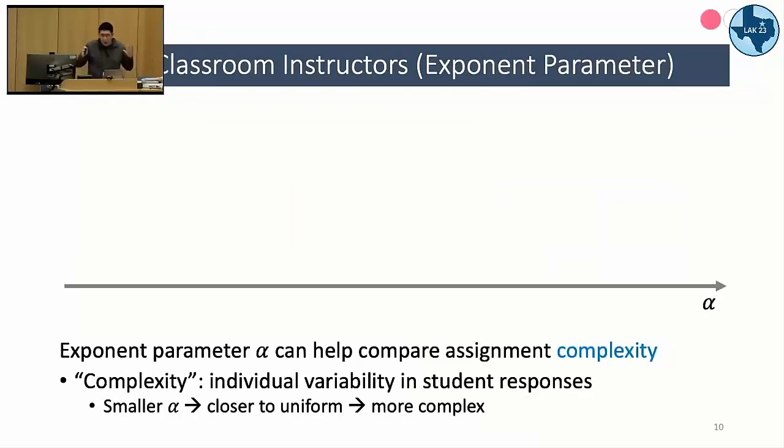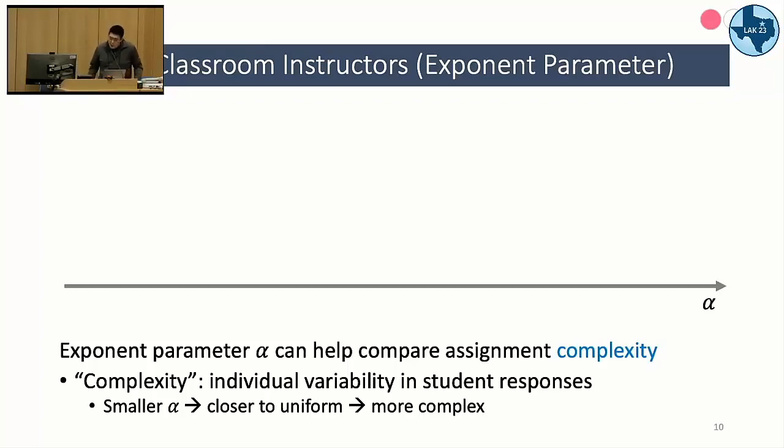And lastly, the exponent parameter can also serve as a metric of assignment complexity for the instructors. Complexity, quite admittedly, is a vague notion, but you can think of it as the level of individual variability in the student responses, or the diversity of the responses that the students give. If alpha is smaller, that means the shape is flatter in the log rank log probability plot, meaning that the distribution is closer to uniform. And that could be interpreted as a more complex type of assignment.